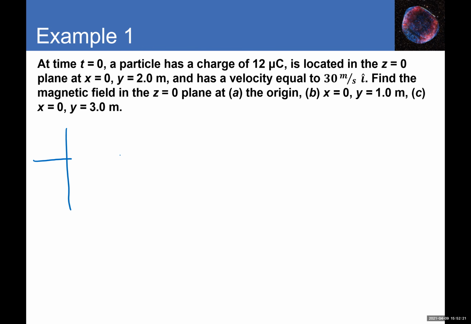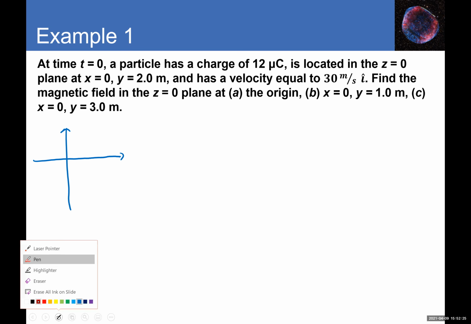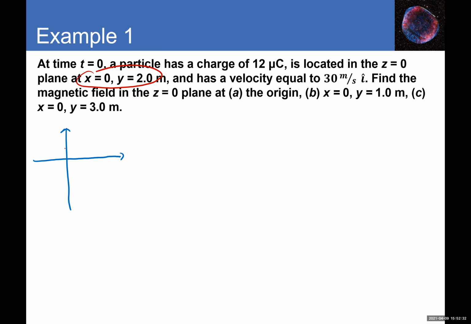So if I have this as my coordinate system, I know where the particle is. This is the position of the particle, x equals 0, y equals 2. So let's say 1, 2, right here. Let's say here's my particle. And it is moving to the right with a velocity of 30 meters per second i hat. That means it's a horizontal velocity.